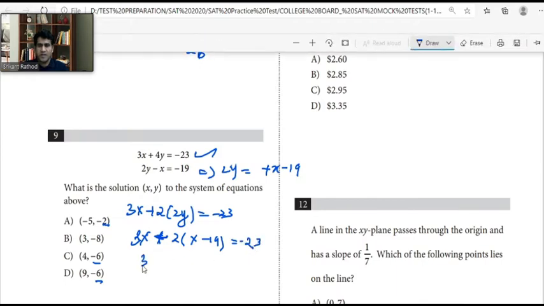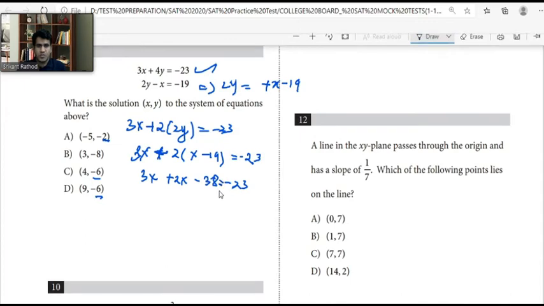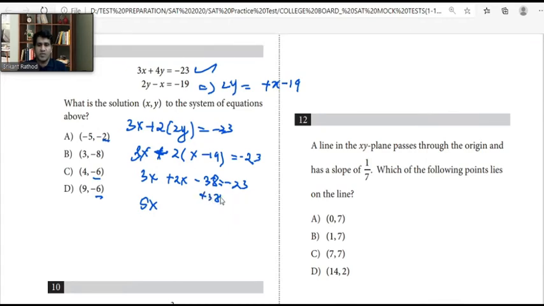So simplify it. 3x plus, distributing, 2 times x is 2x, minus 2 times 19 is negative 38, equals negative 23. So arrange the like terms: 5x minus 38 equals negative 23. We have to cancel the minus 38, so add 38 on both sides. 5x is equal to negative 23 plus 38, which gives you 15.